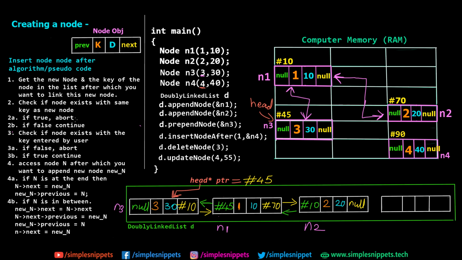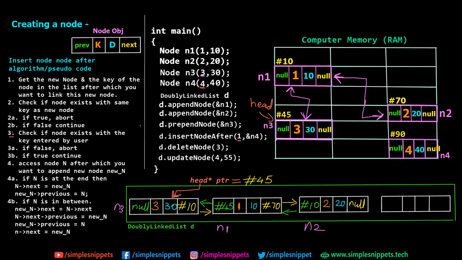So if true, abort, and if it is unique then continue. So right now, to keep it easy, we are going with unique things only. The step number 3 is check if the node exists with the key entered by the user. Now we also have to check for the node having a key value of 1, right?